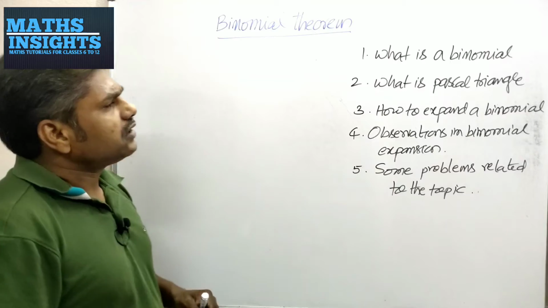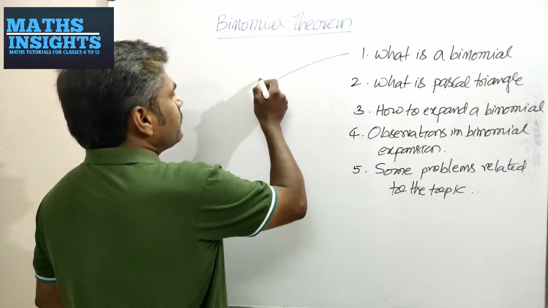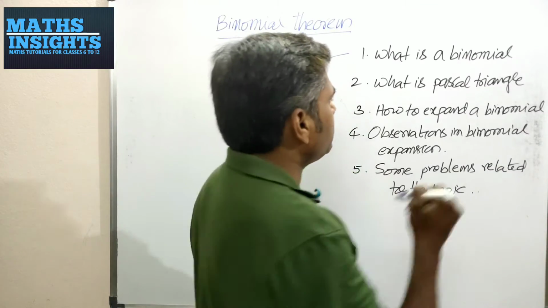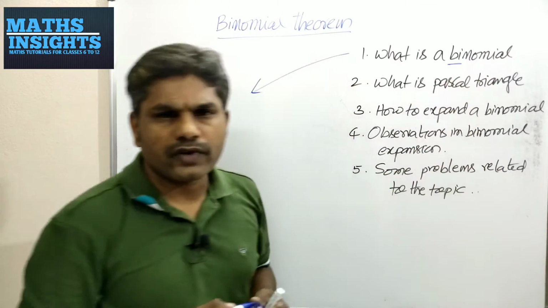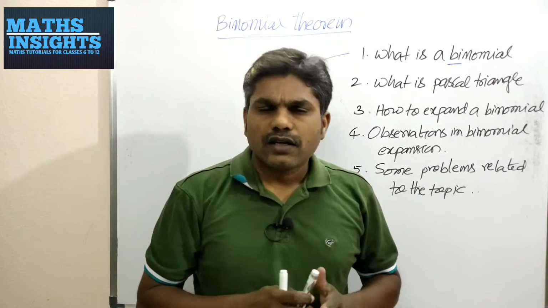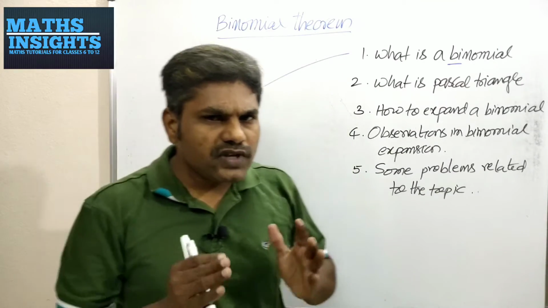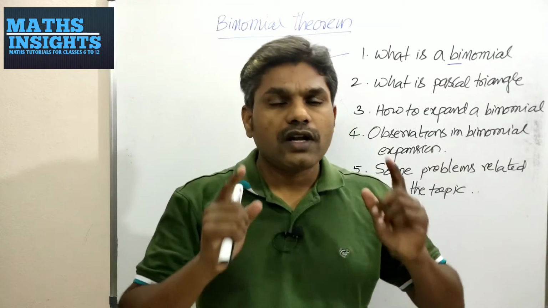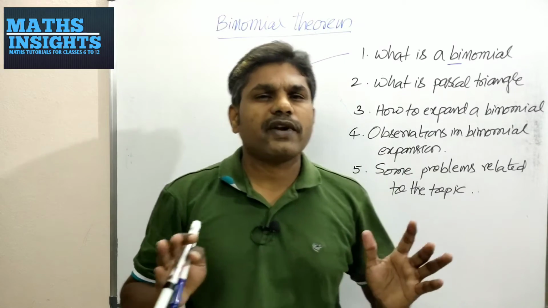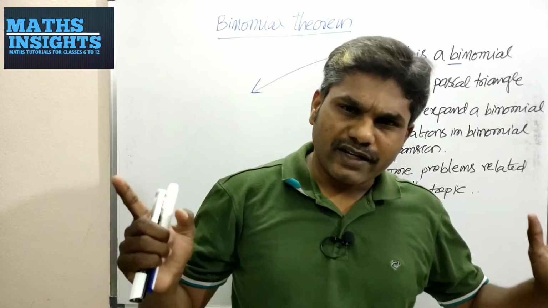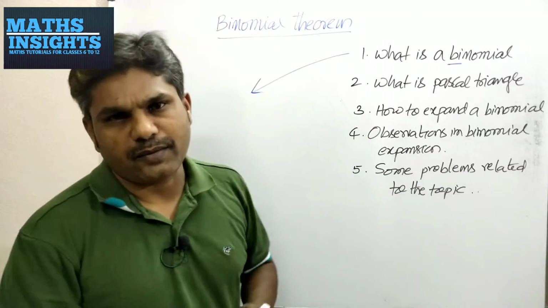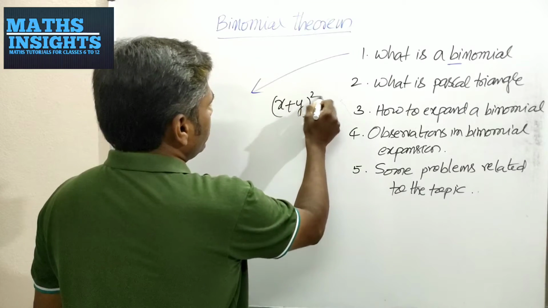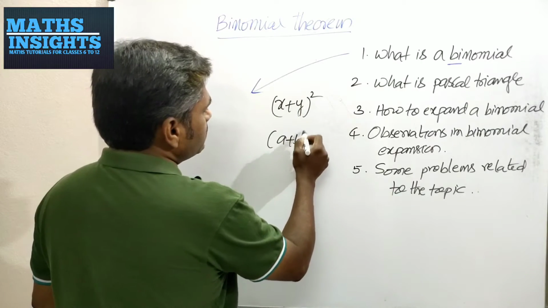Now, I will explain to you what is meant by a binomial. The name itself says bi means two. Any expression which contains two dissimilar terms, very important, two dissimilar terms which are separated by either plus or minus is called a binomial. I will take an example: x plus y whole square and also a plus b whole square.